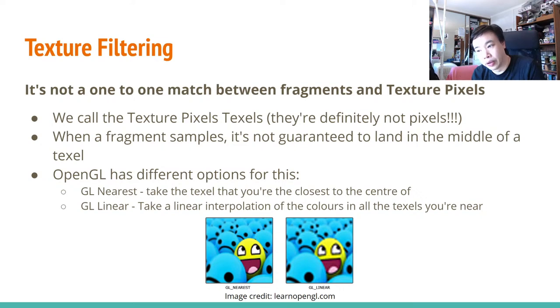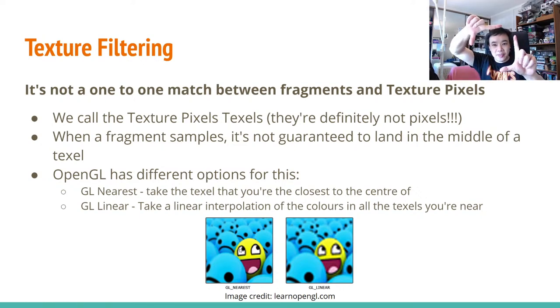So GL nearest is just saying, when you sample into the texture, your 0 to 1 coordinate for the fragment that you're on may land somewhere in a texel. So if you just go nearest, you go, what is the closest center of a texel that I'm near? And you just take that texel. And this example has been specifically done in a situation where multiple pixels are picking up the same texel, so that you can see this really clearly.